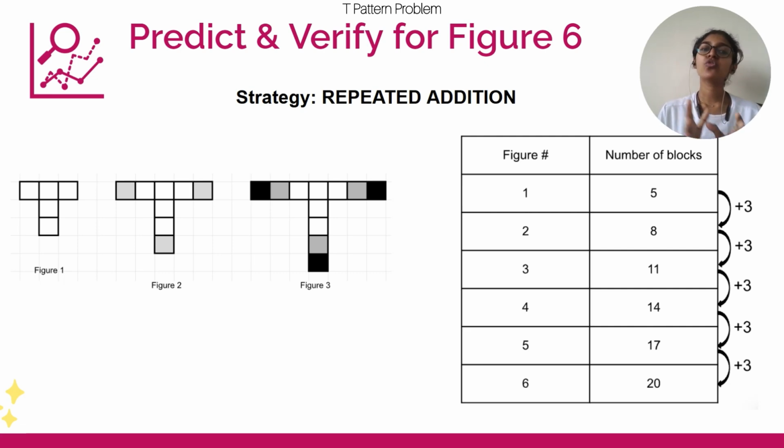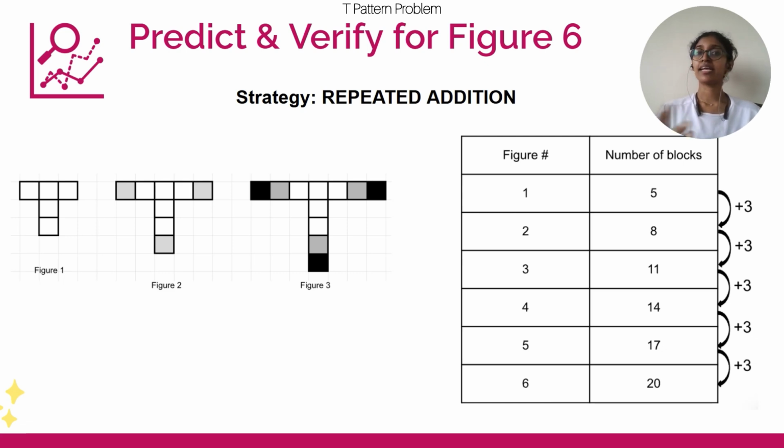Similarly, if you look at figure 2 and figure 3 and compare them, you can see that figure 3 has three extra blocks on either side and down. So with this, the students reach the conclusion that the number of blocks is increasing by 3 in every figure. And it's very much clear from the table also.